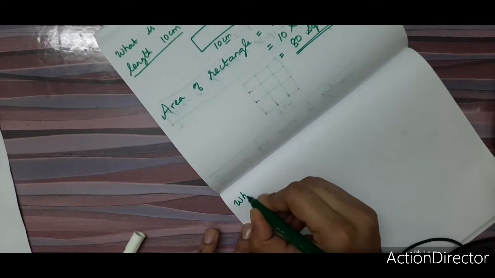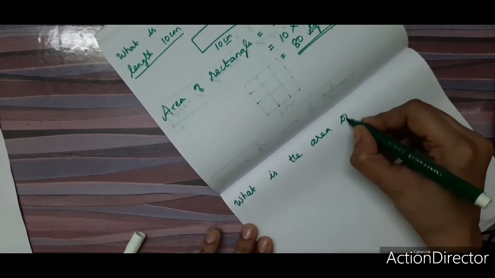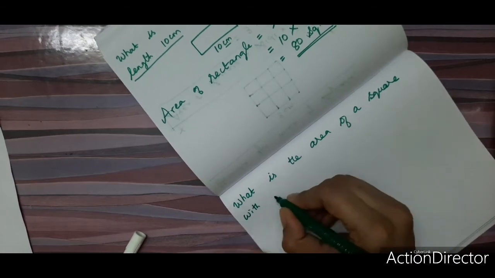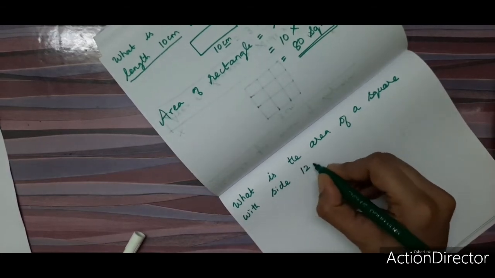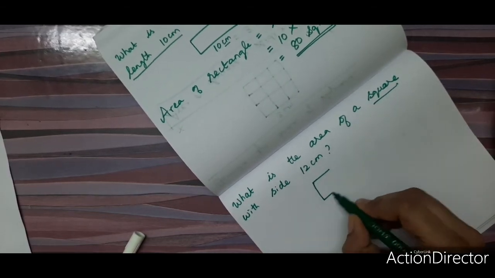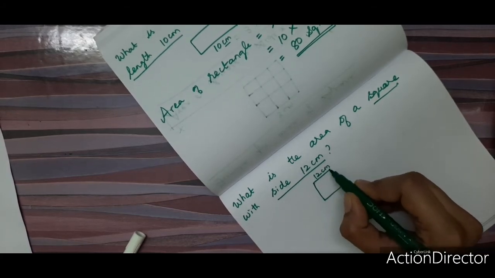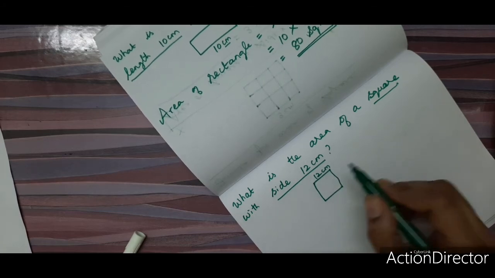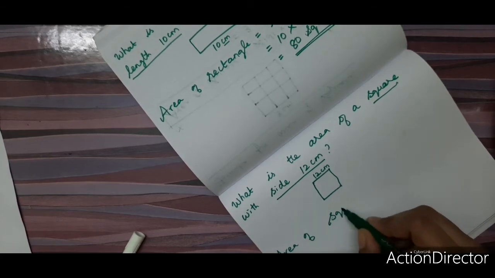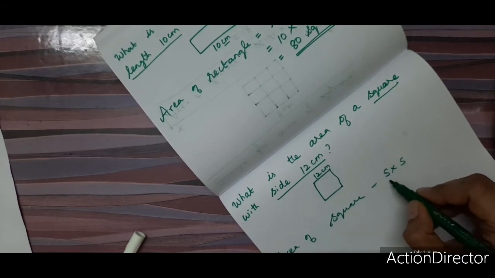What is the area of a square with side 12 centimeter? They have told square, so we shall draw one square. One side measurement is 12 centimeter. For a square all four sides are equal. So the formula for the area of a square is side into side. S into S means side into side.